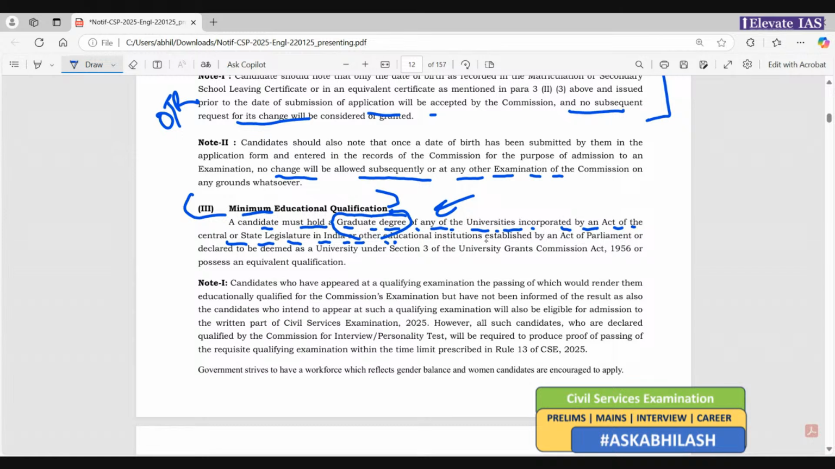And this institution should be established by an act of parliament or declared as deemed university under section 3 of the UGC Act 1956, or possess an equivalent qualification. So candidates who have appeared at a qualifying examination, the passing of which would render them educationally qualified for the commission's examination, but have not been informed of the result, as also those who intend to appear at such a qualifying exam, are also eligible for admission to the examination.